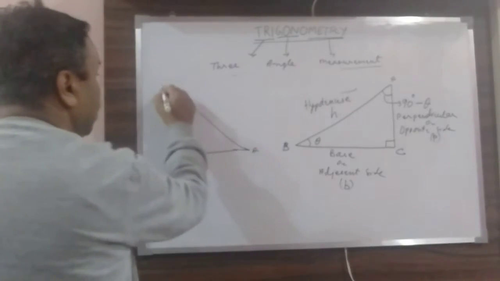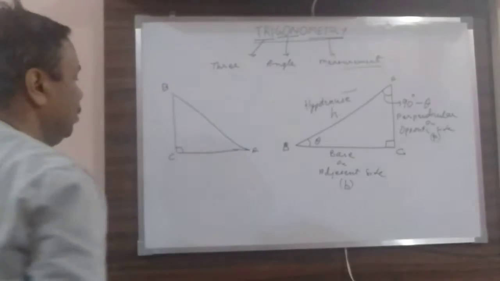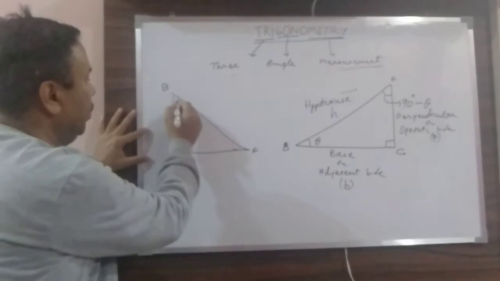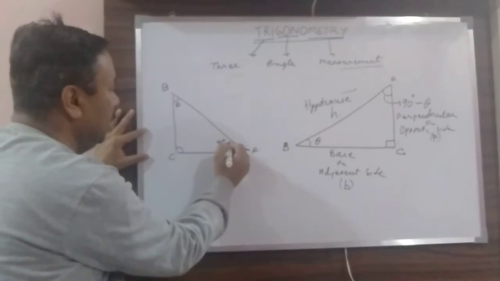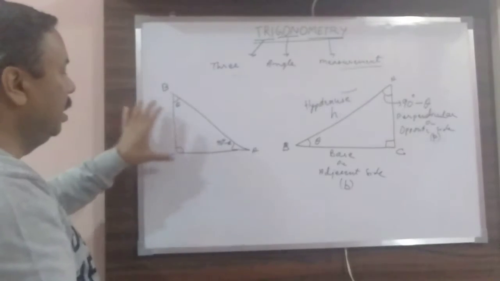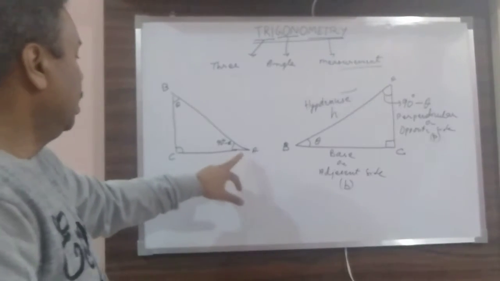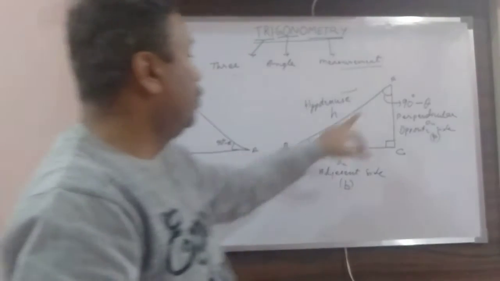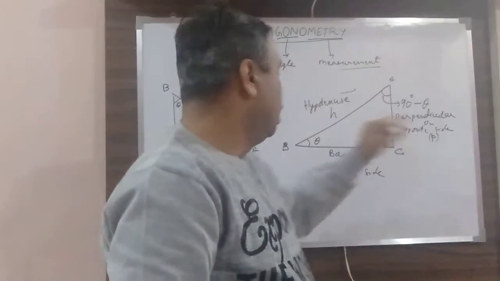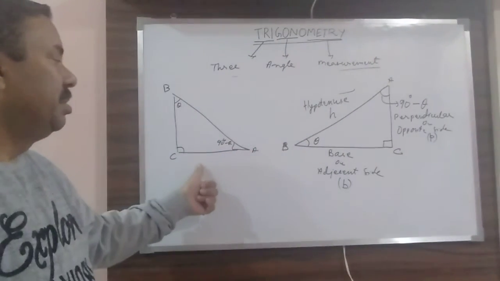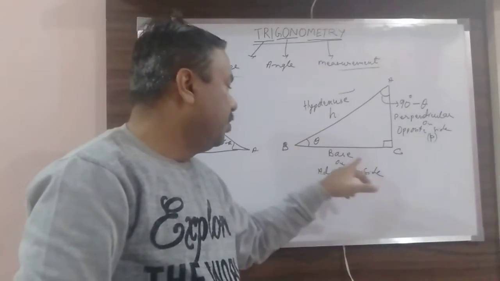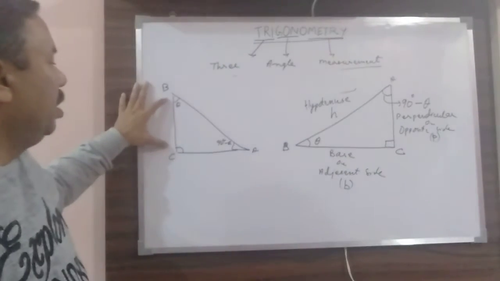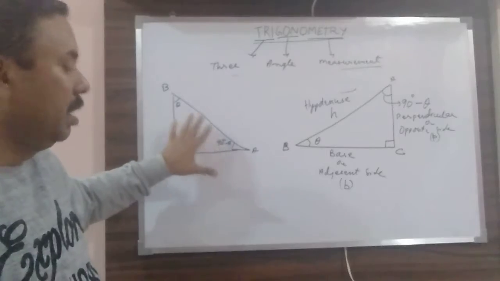It will be A, B, C. The same thing, angle B will be theta, but this will be 90 degree minus theta. Okay. Then in that case, you see the AC, which was perpendicular here, now it becomes the base. Similarly, BC, which was base here, now it becomes the perpendicular. Hypotenuse will remain the same.